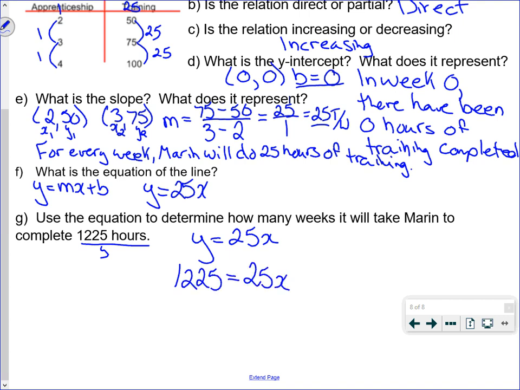So we're trying to figure out what x is, and that will tell us how many weeks it will take Marin to complete this training. We don't have anything to add or subtract, so all we need to do is divide by 25. So our x value will be 49 weeks. So after 49 weeks, Marin will have completed 1,225 hours of training.